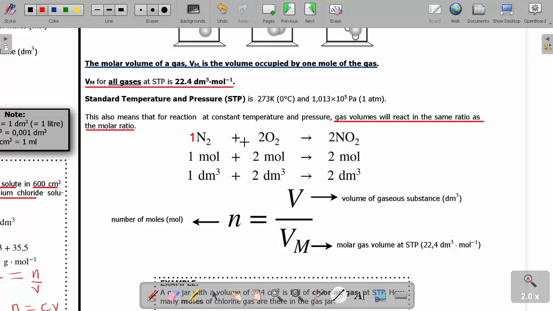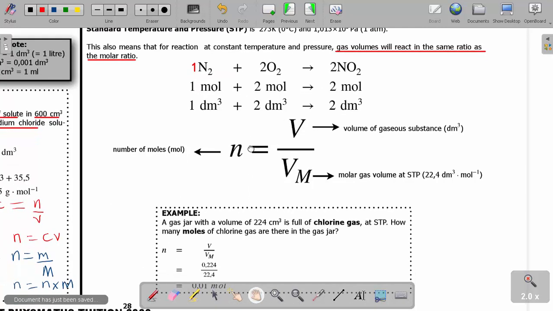But if I talk about only volumes now, again, it means 1 decimeter cubed of nitrogen reacts with 2 decimeters cubed to give me what? 2 decimeters cubed of nitrogen dioxide, because moles and the volumes are the same when it comes to gases.